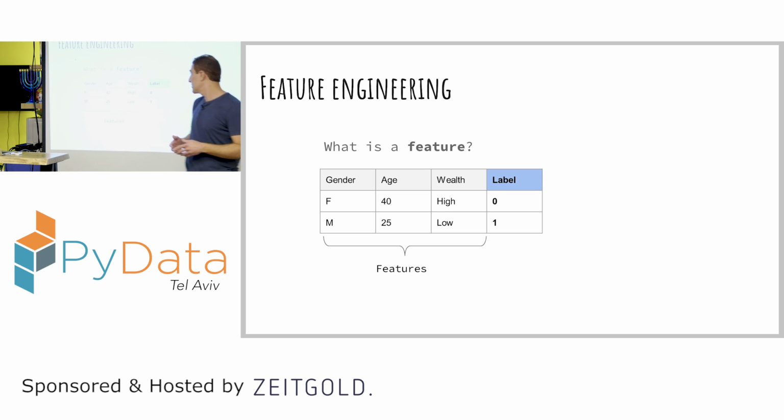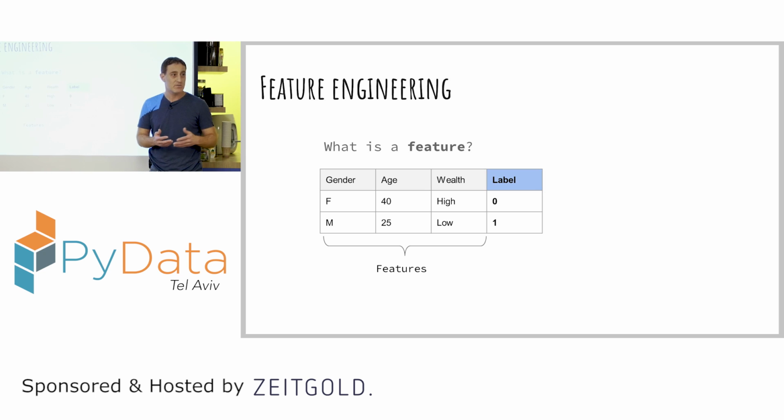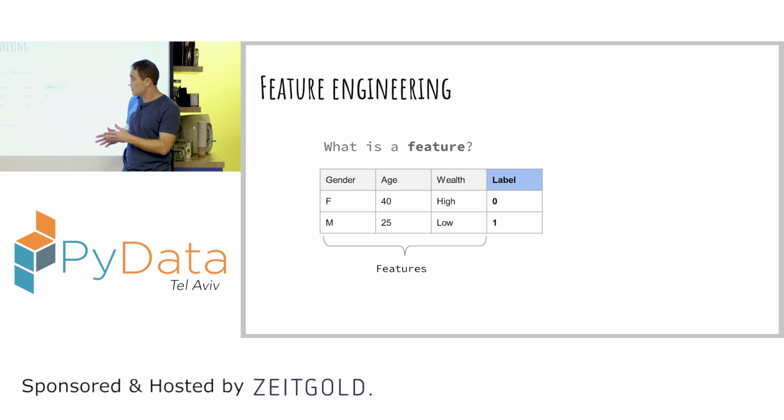As you can see, the output is the label. It's 0 or 1, survived or did not survive. But we have the input, and the input is composed of features. So gender is a feature, age is a feature, wealth is a feature in this example. This is only to make everybody on the same page.